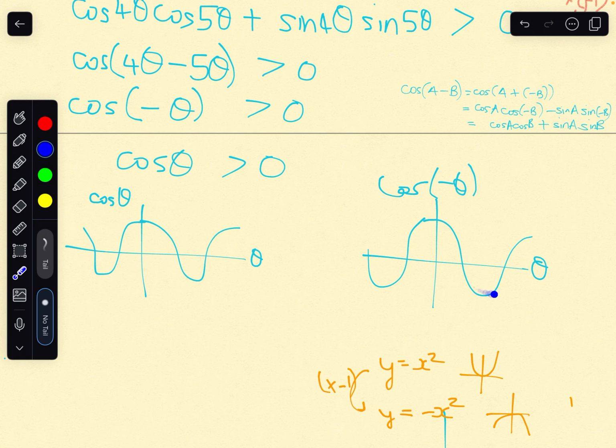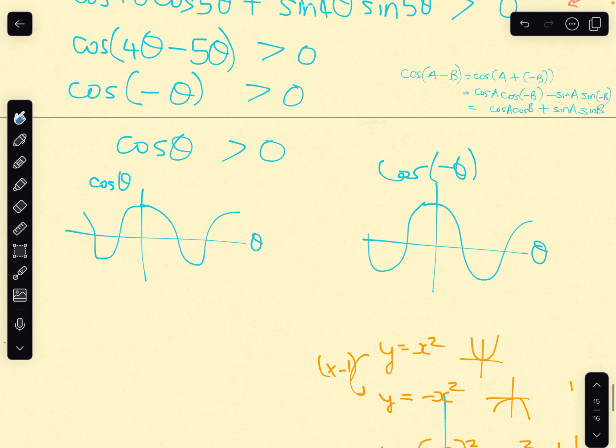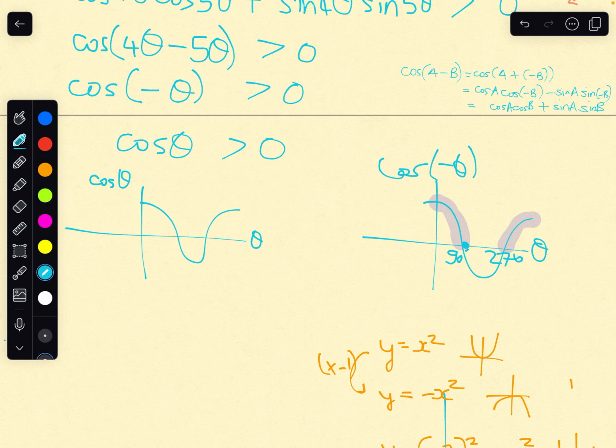You can just reason about your sketch of cos of minus theta and say, okay, for which values is this function producing positive numbers? And we're specifically looking in the interval 0 to 360, so that's even easier. That means we don't even care about this little piece over here. Right, this is immaterial to us. Oh, okay, there's a downside to this eraser thing. Okay, so the part of the graph that we are interested in is this one and this one, right? So what are the x-intercepts? 90 degrees and 270 degrees.